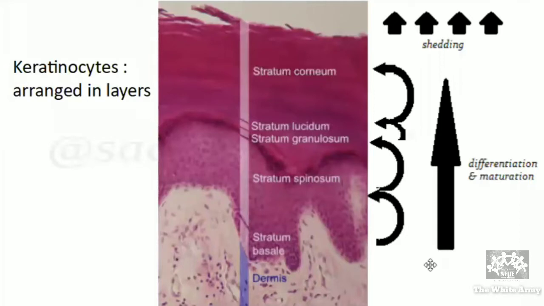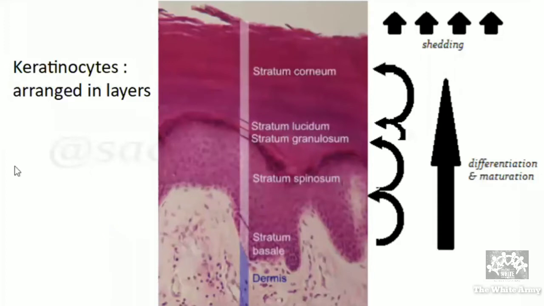The basal cells divide and go into the stratum spinosum. In the stratum spinosum, they mature. More of the keratin proteins are produced in that layer, and then they go into the stratum granulosum, and then into the stratum corneum, and from there slowly they are shed off. So the duration taken from the stratum basale to the stratum corneum is around 28 to 30 days.